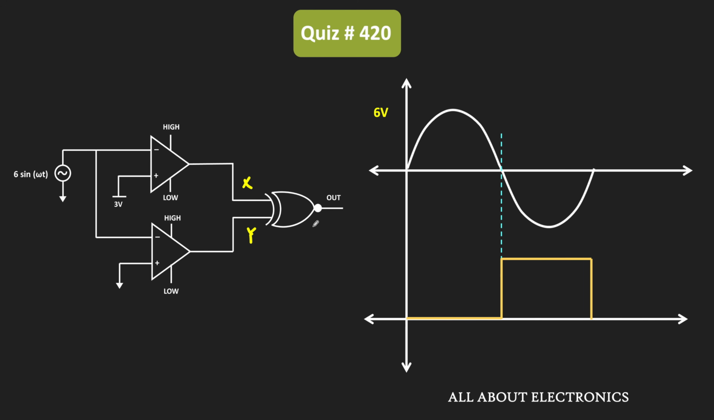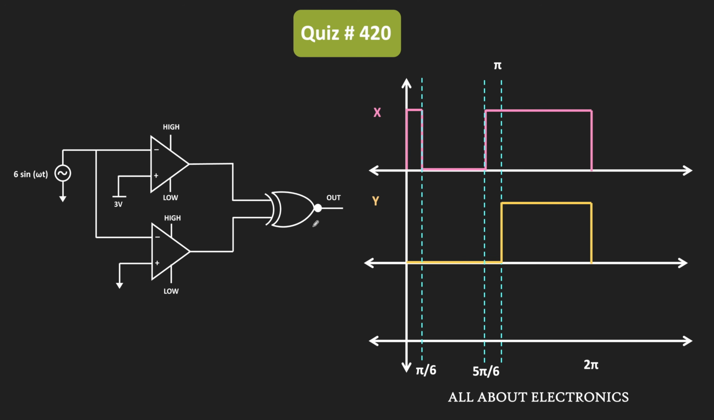Now, to find the output of the XNOR gate, first let us represent the X and Y waveforms side by side. The output of the XNOR gate can be given as x dot y plus x bar dot y bar. That means whenever both inputs are equal, the output of the XNOR gate is high. During this duration, the outputs of both comparators are low, and likewise during this duration, the outputs of both comparators are high. So the overall output will look like this, and during these two durations the output of the XNOR gate is high.